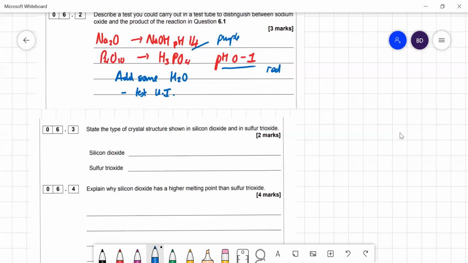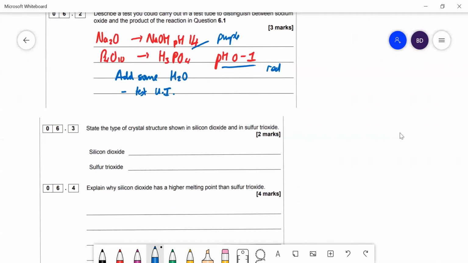Okay, the kind of crystal structure shown in silicon dioxide and sulfur trioxide. Okay, so silicon dioxide is giant covalent, very like diamond if you remember. Sulfur trioxide, it is simple molecular. Once again, they don't like simple covalent there. Simple molecular is what they want.